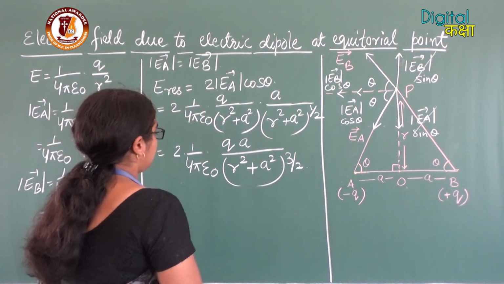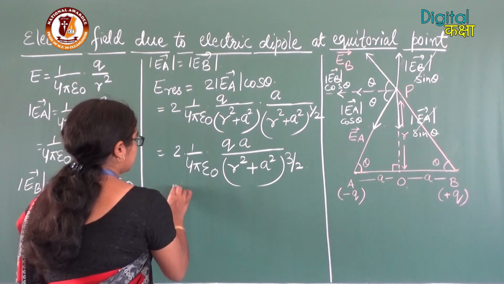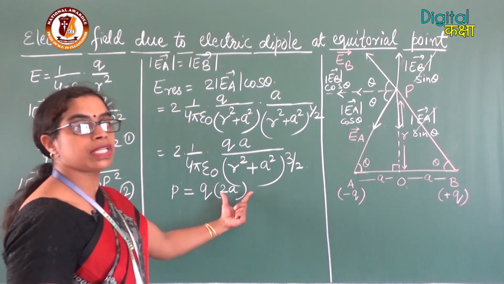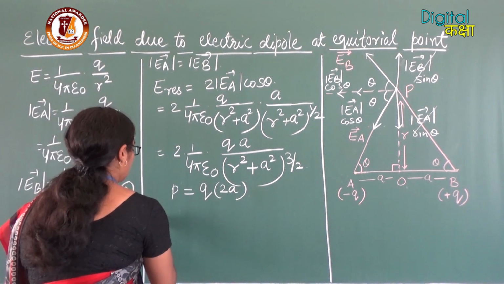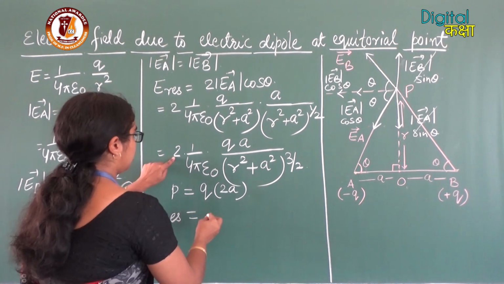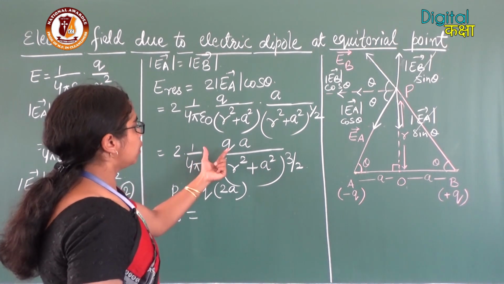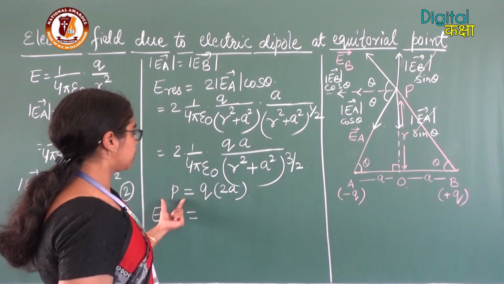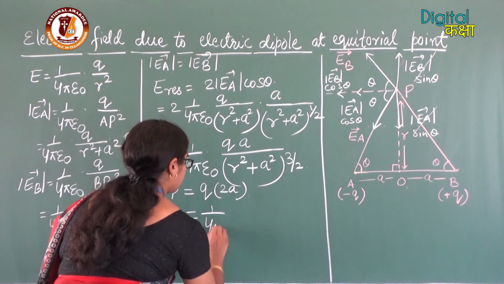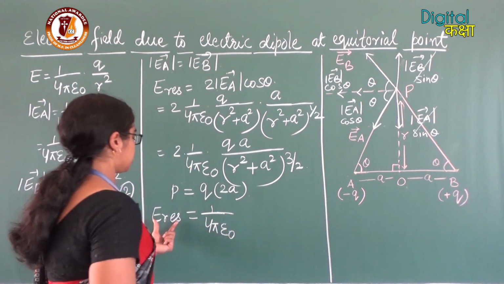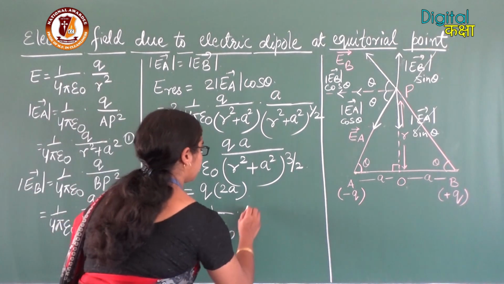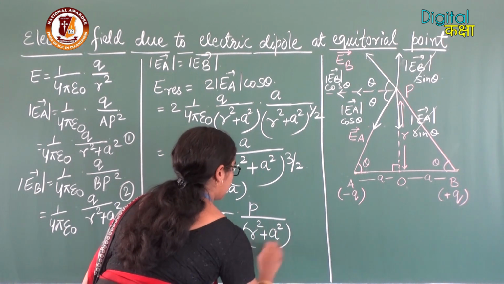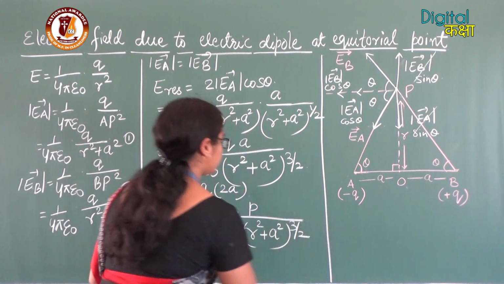Since we know that the dipole moment is given as the charge multiplied by the distance between the two charges, this value of E resultant can be written, after rearranging the terms, with Q into 2A written as P. So the expression for the resultant electric field we get is equal to P upon R square plus A square to the power 3 by 2.